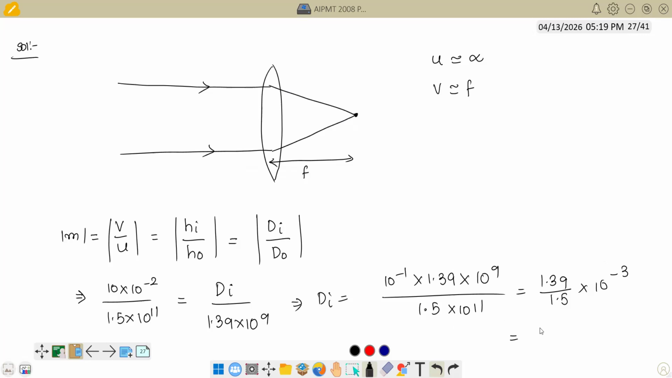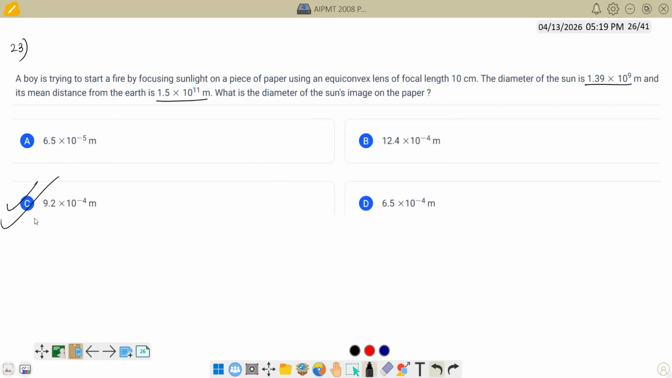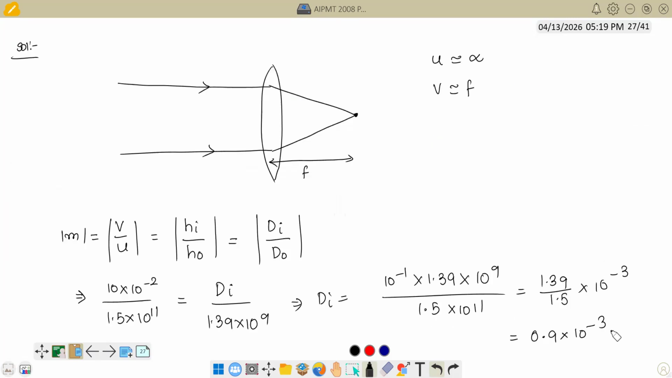So this would be roughly 0.9 into 10 power minus 3, because it can't be 1. 0.9, so 9 into 10 power minus 4. So something into 10 power minus 4 we need, which would be option C. The key concept is, since u is almost infinity, v will be approximately equal to the focal length. Then we will use those two to find the diameter of the image. That's the key concept here.